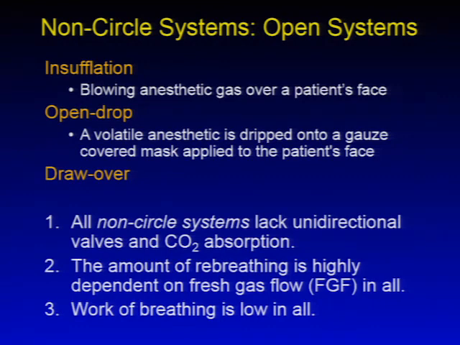And then, in principle, those open systems lack unidirectional valves and also CO2 absorption, as I mentioned before. The amount of rebreathing is highly dependent on the fresh gas flow in all. So you have to provide higher fresh gas flow in order to prevent rebreathing. And work of breathing is low in all systems.